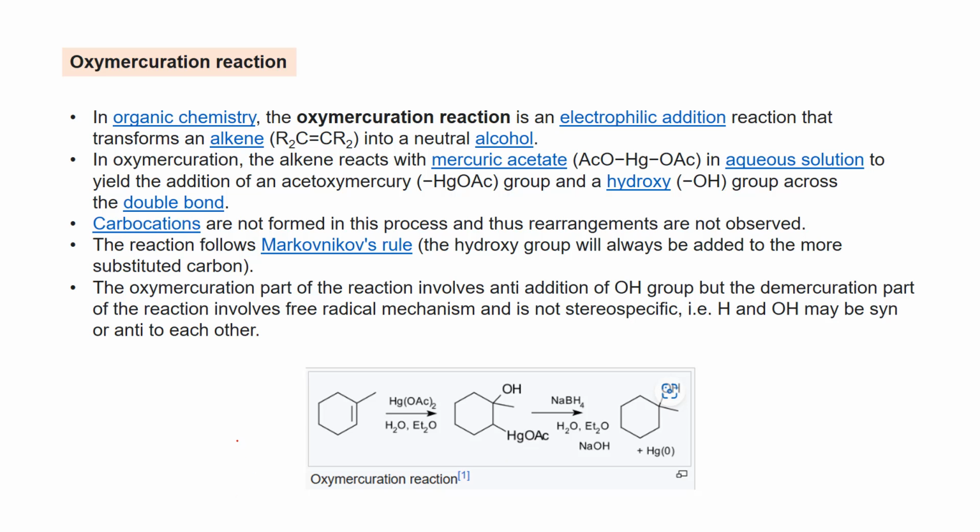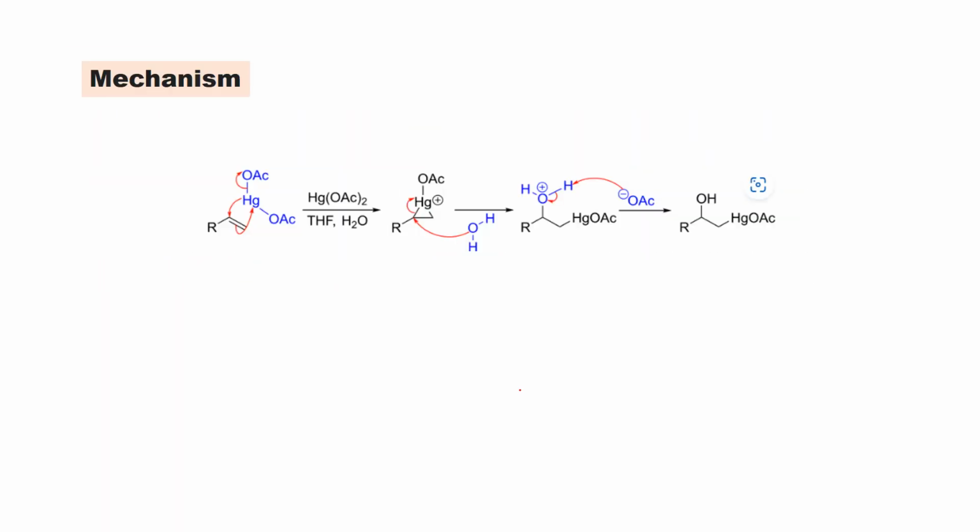So here on the less hindered side, first mercury will be added and on the more hindered side OH will be added. After that, if you perform reduction, this mercury will be substituted by H, and as a result we will get an alcohol following the Markovnikov rule. So this is the mechanism where the mercury is added to the less hindered side because of its large bulky size, whereas the OAc, this incoming nucleophile, will attack this more hindered carbon and give us OH.